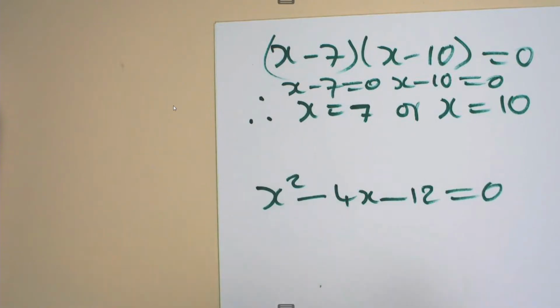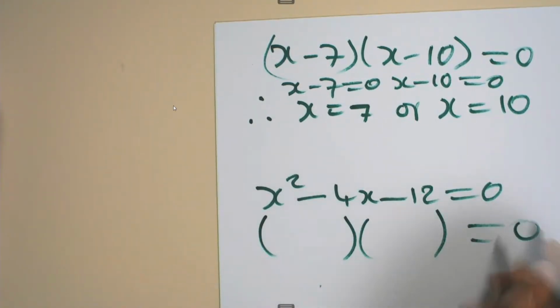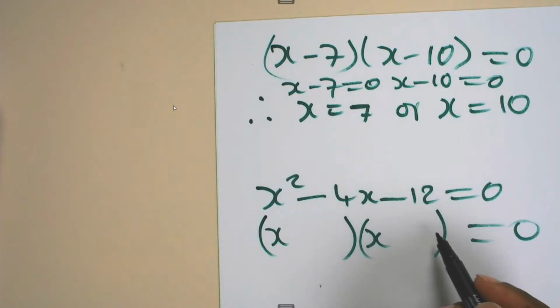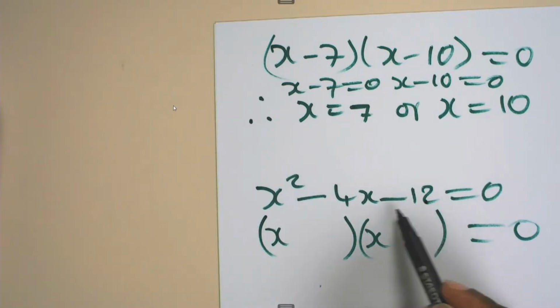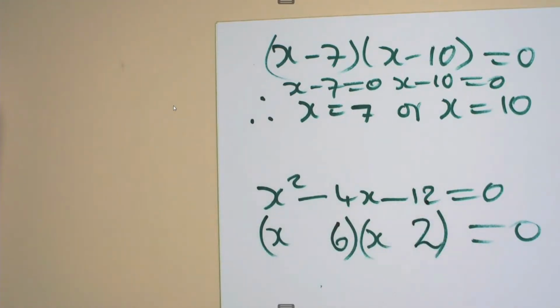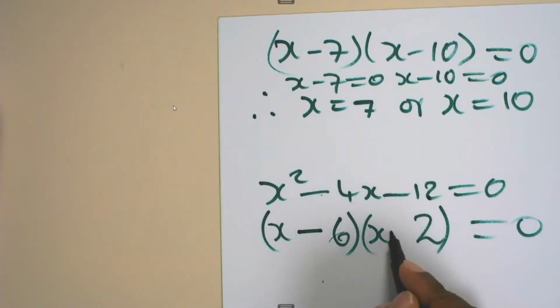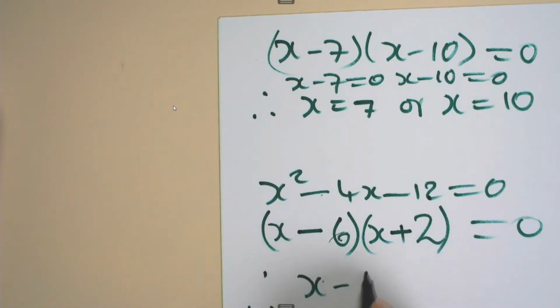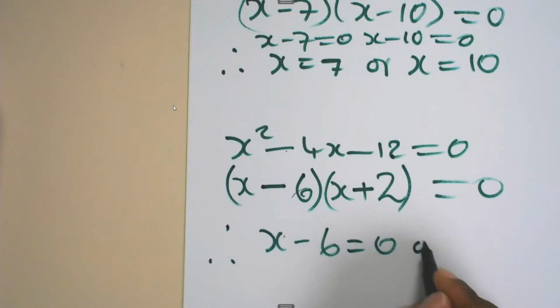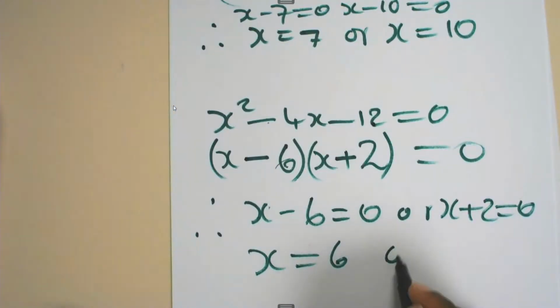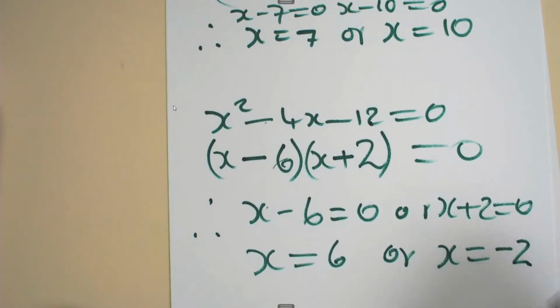Right. So in other words, we'll have to factorize this. The factors of x squared will be x and x. The factors of 12 that will give us negative 4 will be 6 and 2. And then the larger factor will take the sign of the middle term, which will be negative, and the smaller one will be positive. Therefore, x minus 6 will be equals to 0, or x plus 2 will be equals to 0. Then the answer will be x is equals to 6, or x will be equals to negative 2.